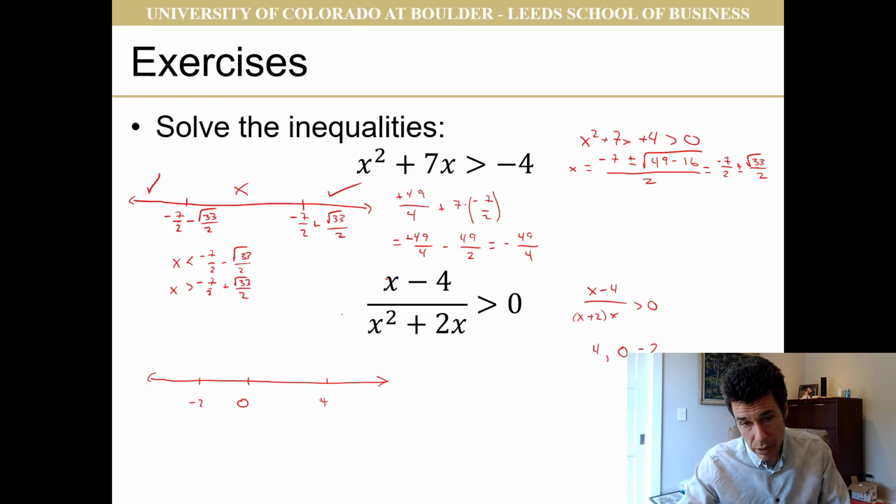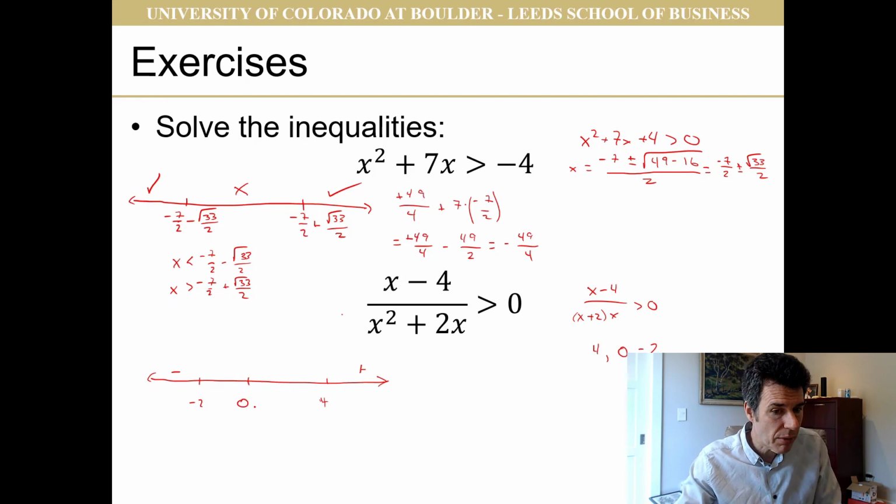Got to check our regions. Really big negative number. Numerator is negative. Denominator is positive. Function is negative. Really big positive number. Positive divided by positive. The function is positive. Between negative 2 and 0, choose some number. The easiest number is probably 1. 1 minus 4, negative 3 is negative. 1 plus, we're doing negative 1, sorry. Negative 1 minus 4 is negative 5. Negative. Negative 1 squared, which is 1, minus 2 is negative. Negative divided by negative is positive.